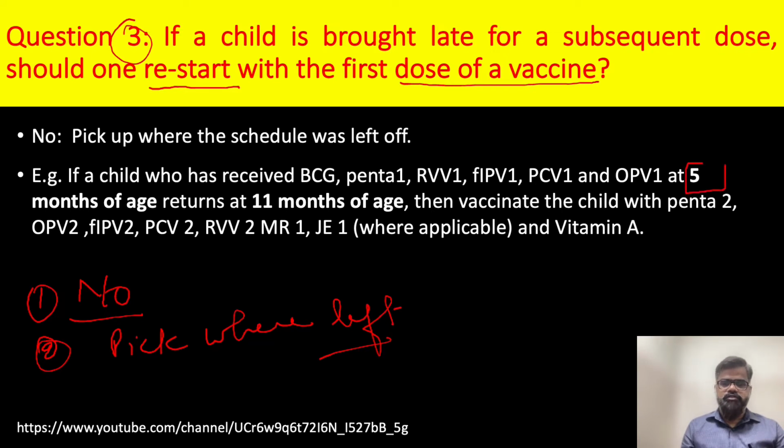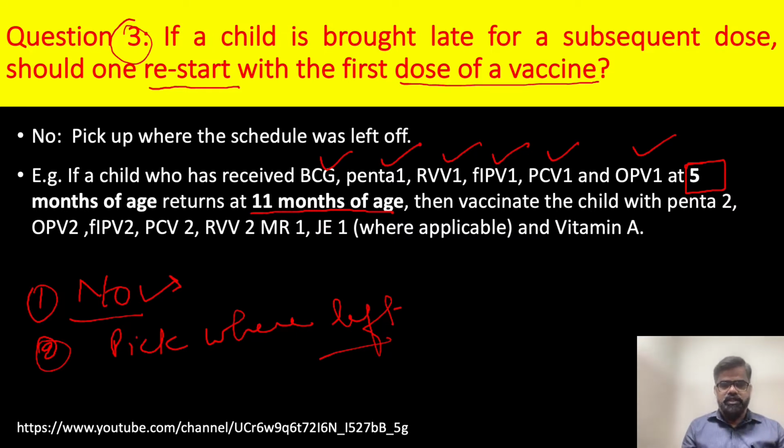At 5 months of age, the child has already received BCG, pentavalent first dose, rotavirus, fIPV, PCV and OPV first dose. The next scheduled dose was expected at 6 months, but the child has not turned up. The child came at 11 months of age. So now the question is, should we restart? As I said, no, you don't need to restart the vaccine. No need to repeat the vaccine. You have to pick up where you left off.